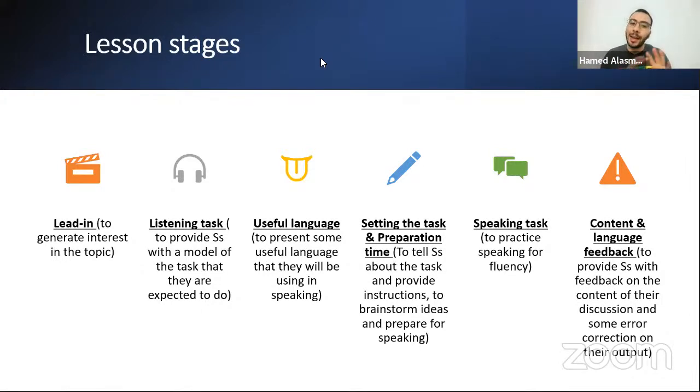Okay, the aim of the listening here is not actually, yes, of course, practicing listening is always an aim if we're using listening, but our main aim for listening in this lesson is to provide a model.